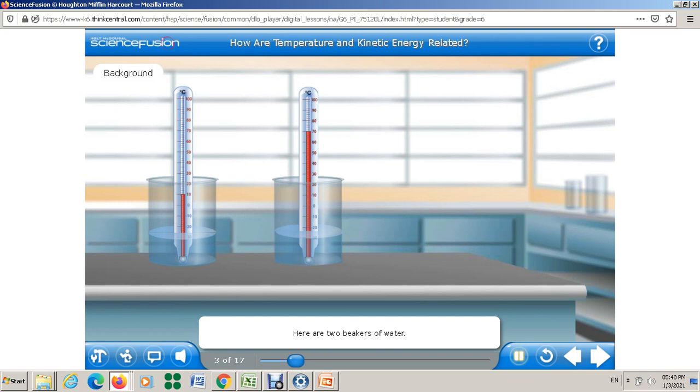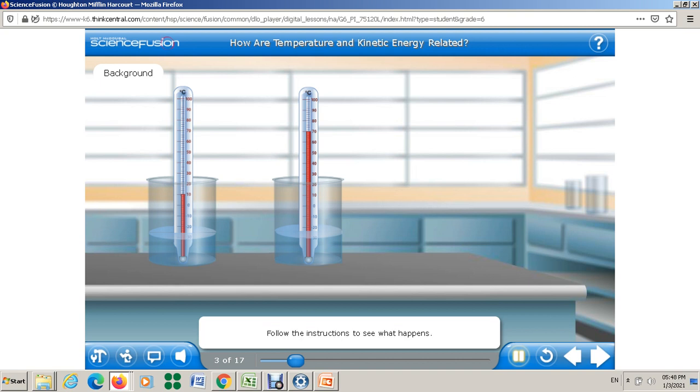Here are 2 beakers of water. You can see that one has a temperature of 10 degrees Celsius and the other has a temperature of 70 degrees Celsius. If you were to mix the contents of the beakers, what would you expect the temperature of the resulting water to be?